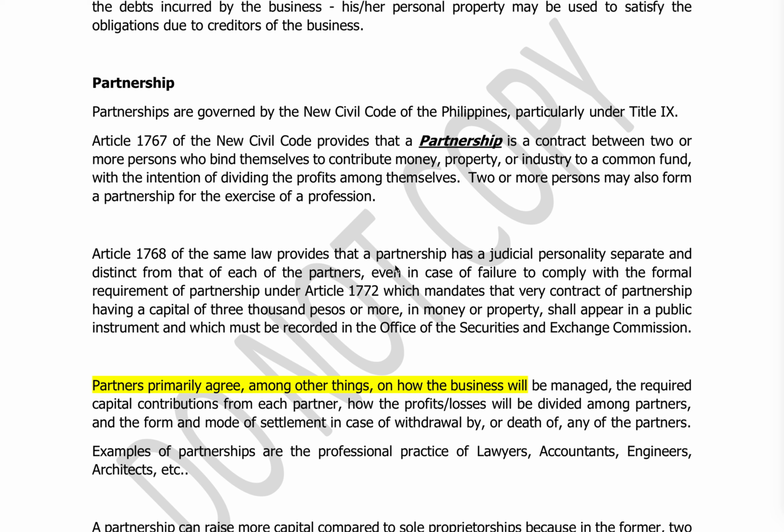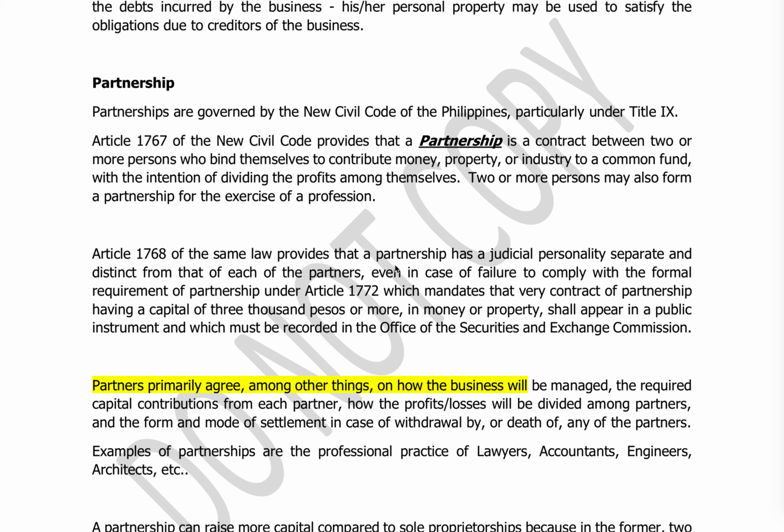Pero pag naman general professional partnership, that is intended for the exercise of profession. So, what are the different examples? Yung auditing firm, yung accounting firm. This is an entity wherein two or more accountants have agreed to pool their resources and practice their profession. And any income that they have earned in the practice of their profession will be divided between themselves.